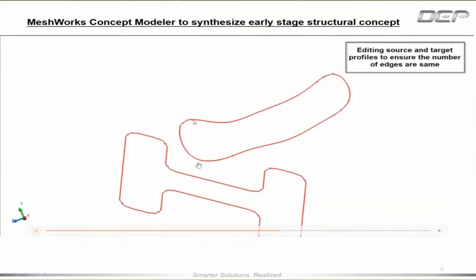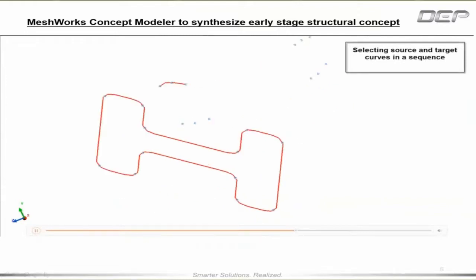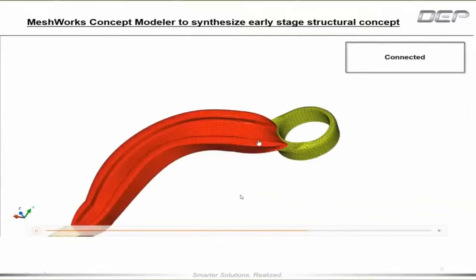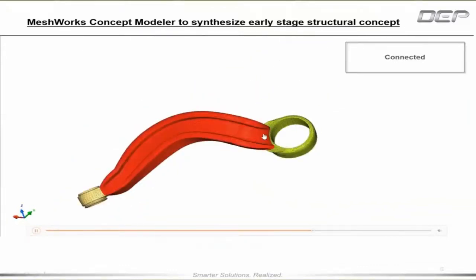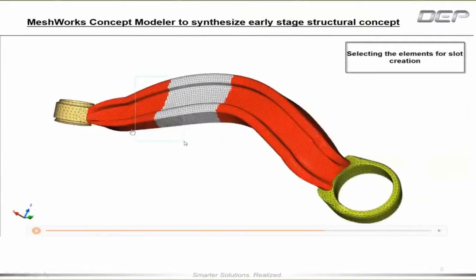So however many splits we have, the same number of splits we are going to make on the target as well. And then the user is going to provide the source and target again, and it is going to be connected as well. So this is a very quick and efficient way to create outputs from a topology optimization. This is our tool set, which is our ConceptWorks casting.